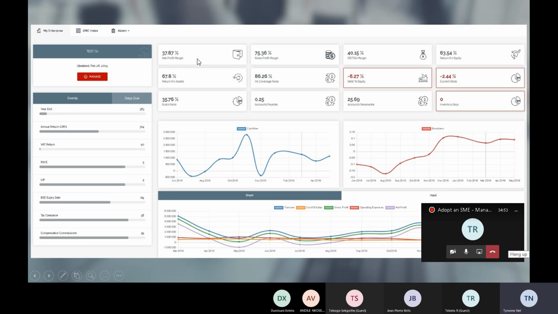You want to know what your profit margin is, your net profit margin. Because obviously the higher this number, the healthier your business, the more profits you got. Same with the gross profit margin. So these are the things you want to see from your management accounts. This is the stuff that helps you make the right call.